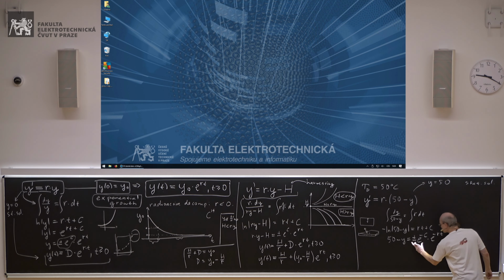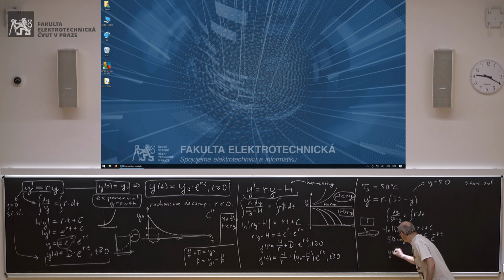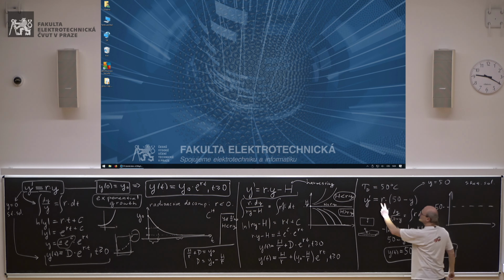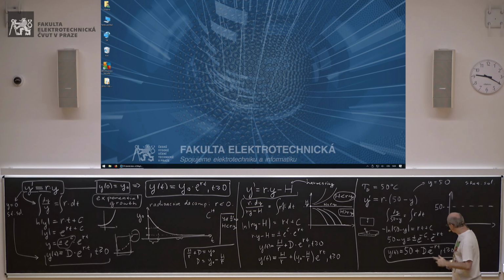So far so good. I introduce a new constant, let's call it d, and then I play with it a little bit and I get that y(t) is equal to 50 plus d e to the minus rt, t non-negative, let's say. And again, I could incorporate the initial value into it somehow. Here is how it looks. This is the stationary solution 50. And now r is positive because it's a proportionality constant for the physics law, for Newton's law of cooling. Which means the exponent is negative actually. This is an exponential which is disappearing. And it goes like that.